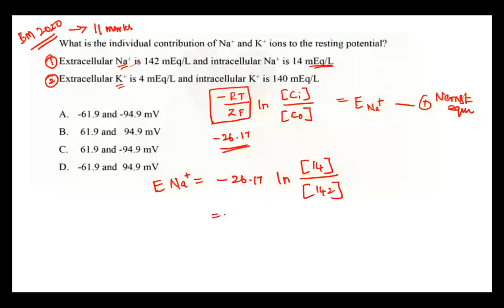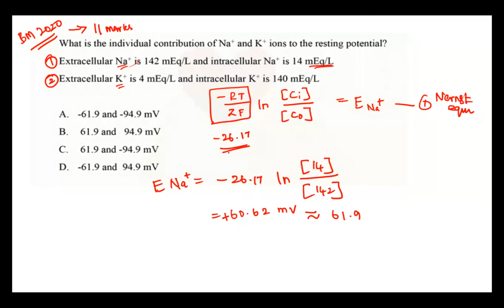What is the answer here? Closer to the answer which is given here. What answer do you get for this particular thing? And I solve it for potassium. 60.62, sir. Whether it is minus or plus? Plus, sir. Okay, so this is approximately, you can approximate it around 61.9.